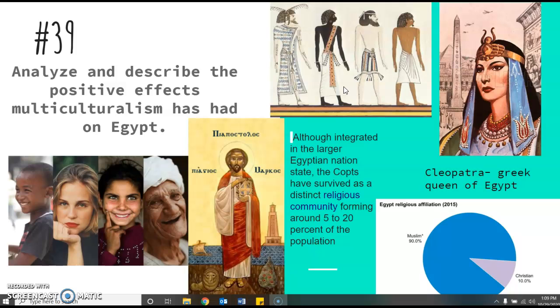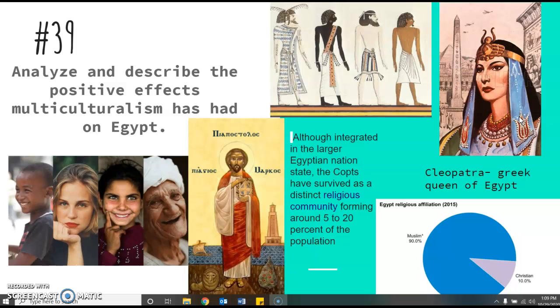That has brought a lot of positive effects. It's allowed them to develop a lot of trade. It's allowed them to develop strong civilizations in ancient Egypt. It's allowed them to have a lot of very different types of people. Even Cleopatra is a great example of multiculturalism. She was a Greek, but she became the queen of Egypt, and she lived in Egypt.